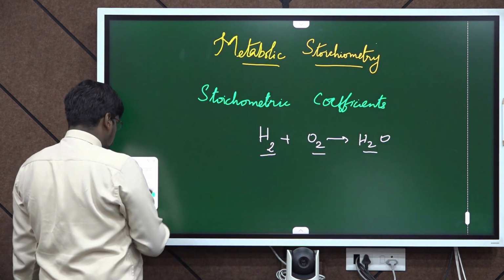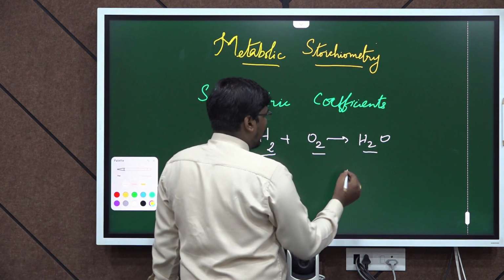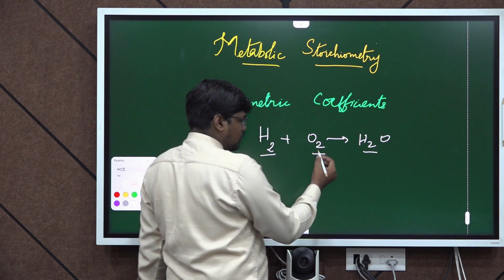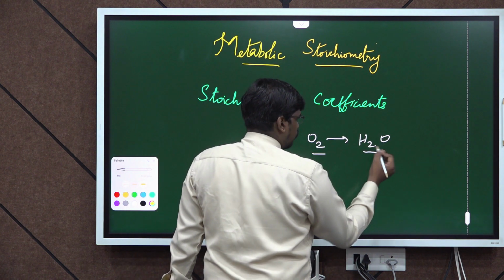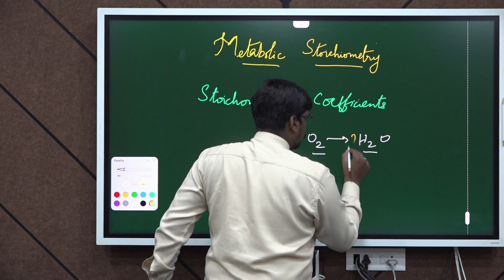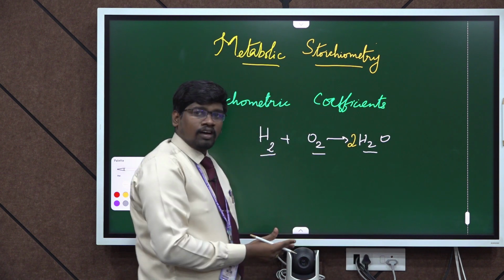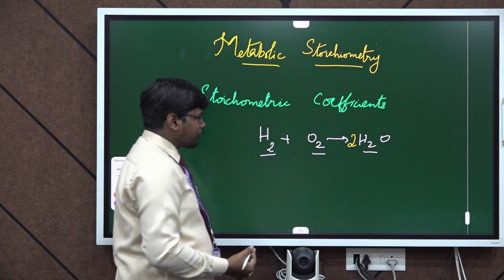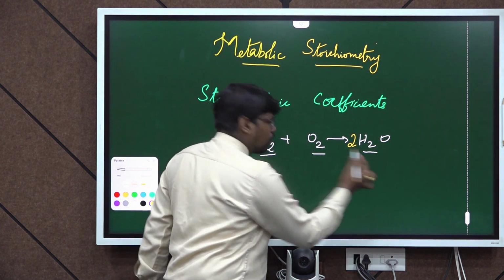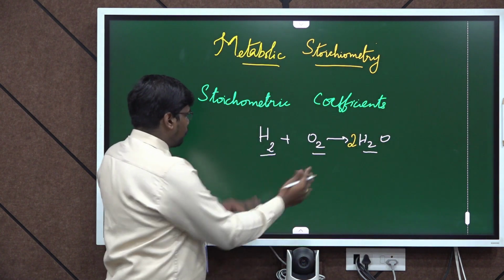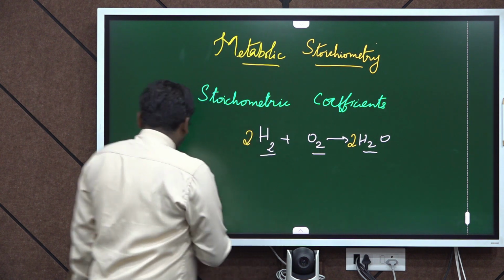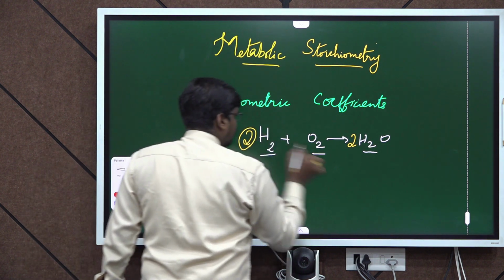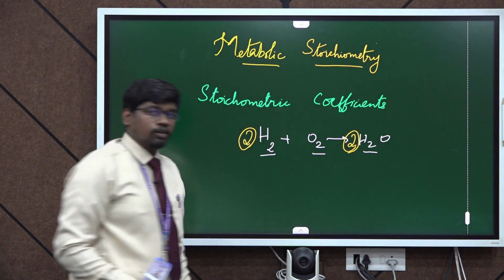So to balance this, we have two oxygen atoms, and to equate it, we can add two molecules of water. There are two oxygen atoms, so we can put a 2 here. Now there are 4 atoms of hydrogen. So to balance that, we can put 2 here. So the 2 here and the 2 here are called stoichiometric coefficients.